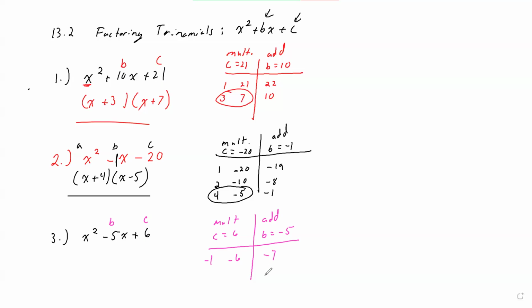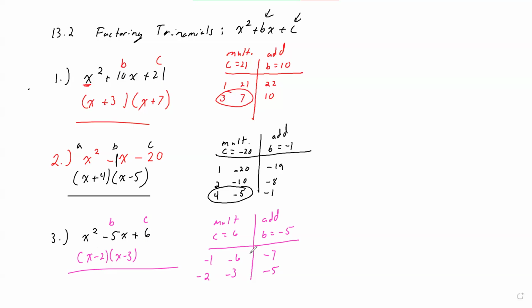-7. So then we have to go to our next multiple, 2. How many times does 2 go into 6? 3. But since I wanted to add to a negative, they're both going to be negative, since that's how you multiply to a positive. And what's -2 minus 3? There's your winner. That's right. So how do I write this? Perfect. And we good with that?